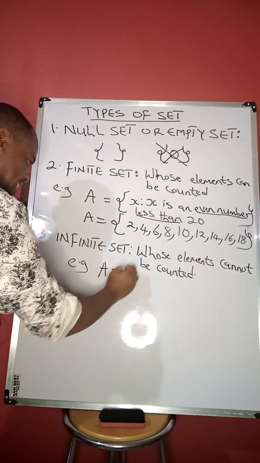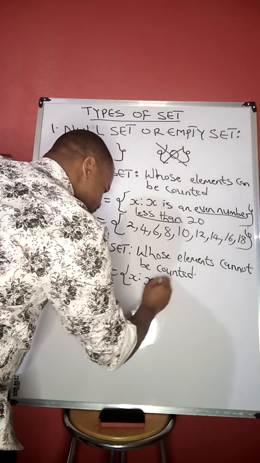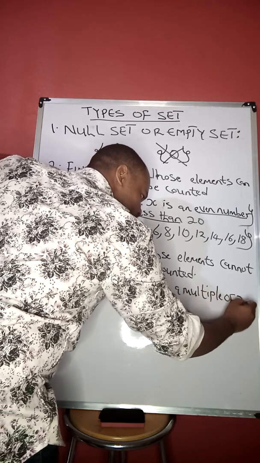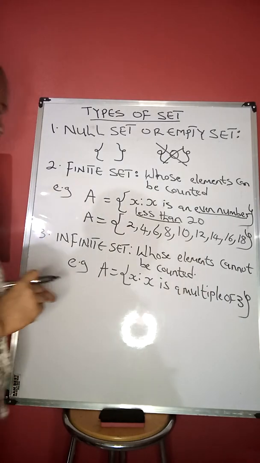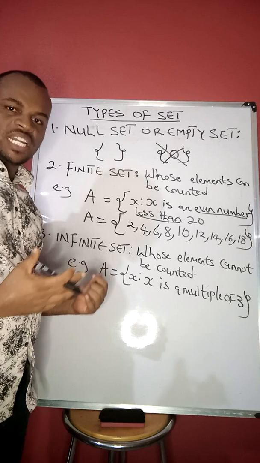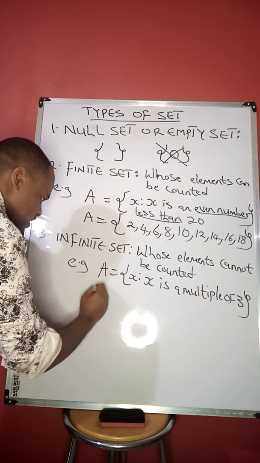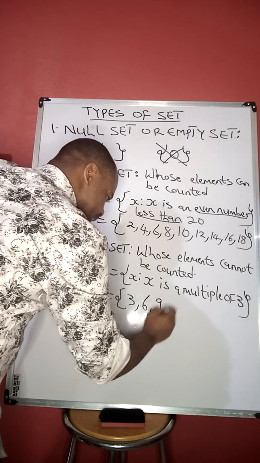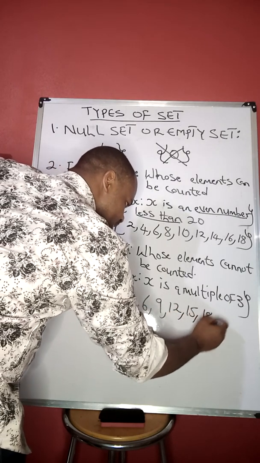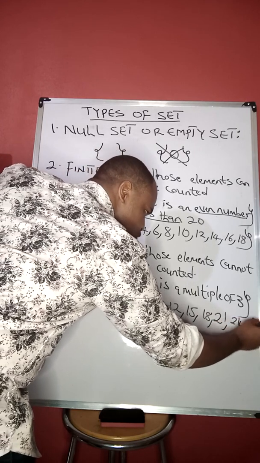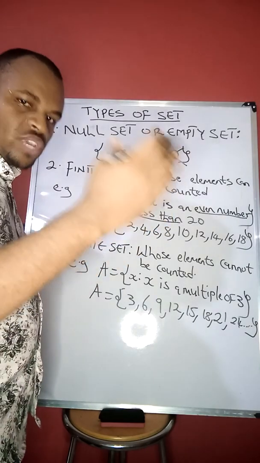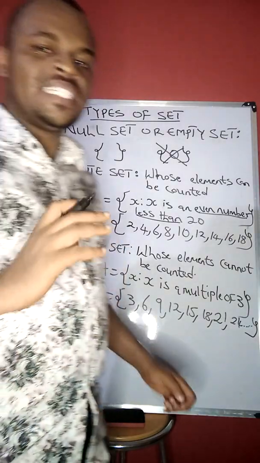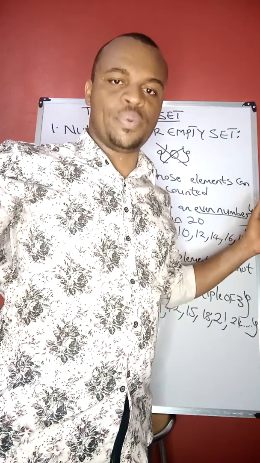Example, if set A is defined as a set of X such that X is a multiple of 3. Now they've given us this. They said set A is a set of X such that X is a multiple of 3. We need to list out the elements of set A. So my element of set A will be what? Multiples of 3. The first multiple will be 3. The next multiples will be 6, 9, 12, 15, 18, 21, 24. We can continue till infinity, because the multiples will keep going on and on. So this nature of set is an infinite set, because we cannot clearly determine the number of elements in that set. It is open-ended.